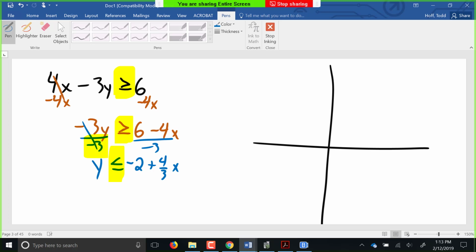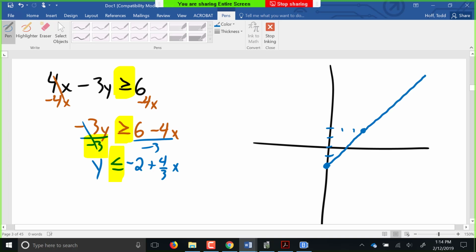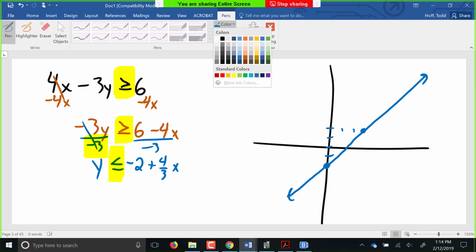But from here, of course, where's that going to start at? Zero, negative two, yep. And from there? Up four over three. Dotted or solid? Solid line. And that says less than or equal to. I'm guessing we're going to color in below, aren't we? Let's use our test point just to be sure.